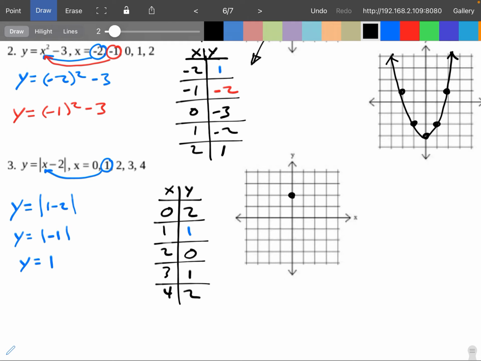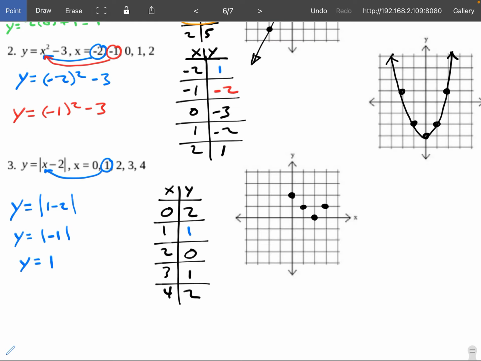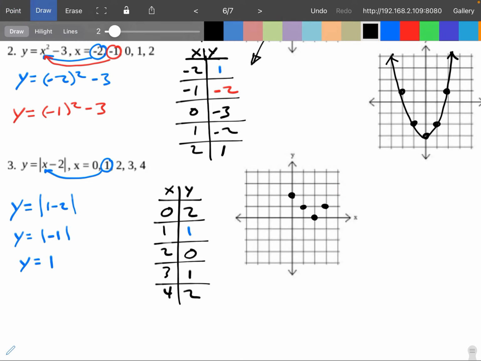So we got 0 comma 2. That's going to be just 2 up, right here. Then we got 1 comma 1. That's 1 right, 1 up. That's right there. Then we got 2 comma 0. That's 2 right and 0 up or down. And then we got 3, 1. That's 3 right, 1 up. That's there. And then we got 4 comma 2. That's 4 right, 2 up. So that would be right here.